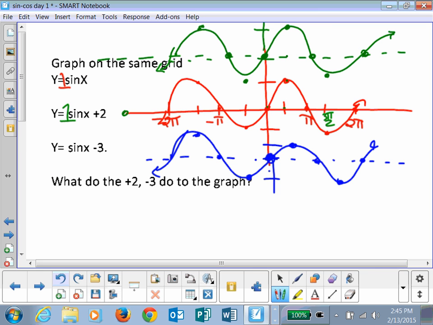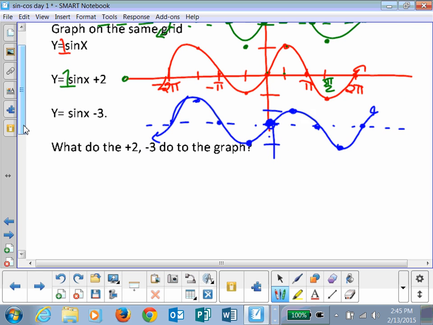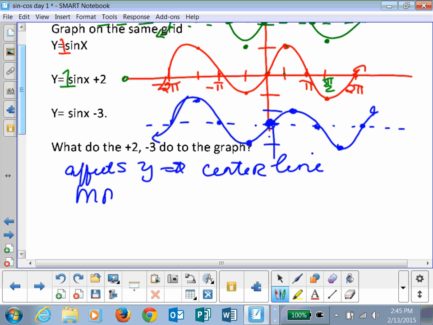No, it's all going to be all different problems. And each one is going to have its own graph. Okay, so what does the 2 and the 3 do? It shifts it up or down. It affects the y. It affects the center line. It moves it up and down.